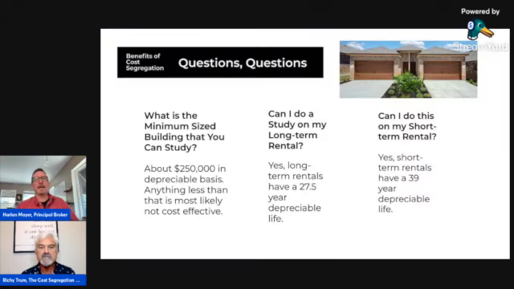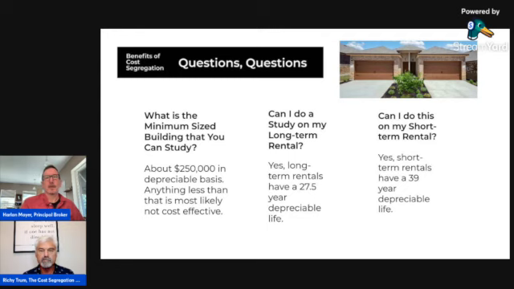That's right. So what is the minimum size building that you can study? I would say around $250,000 in depreciable basis. Anything less than that is most likely not going to be cost effective because we do have a minimum fee. I mean, we're putting engineers to work to do this. So there comes a point in time where you might spend more money than you're going to save. So about 250 is the starting basis.